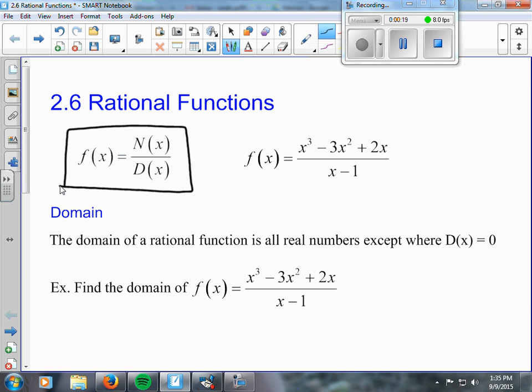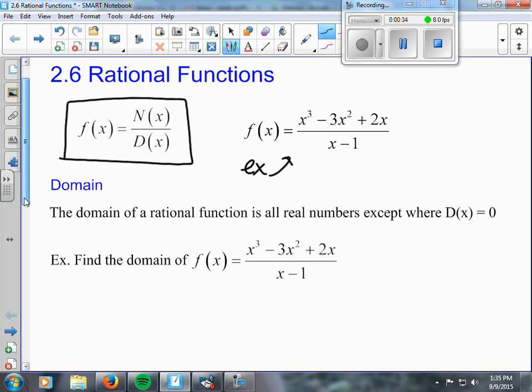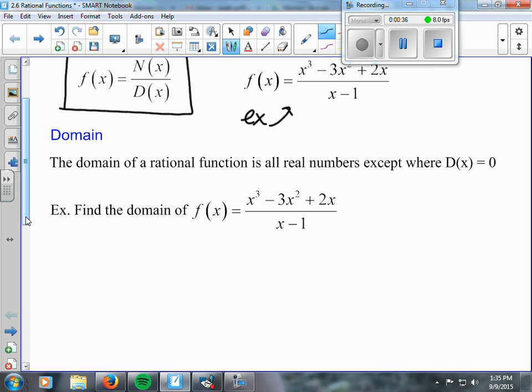It has a numerator and a denominator, and both the numerator and the denominator are polynomials. So here's an example of a specific rational function. Okay, so let's start with domain. When we have a rational function, there's a denominator, and so you have to worry about dividing by 0. So your domain in rational functions is all reals except for any time the denominator equals 0. So here's my example function.